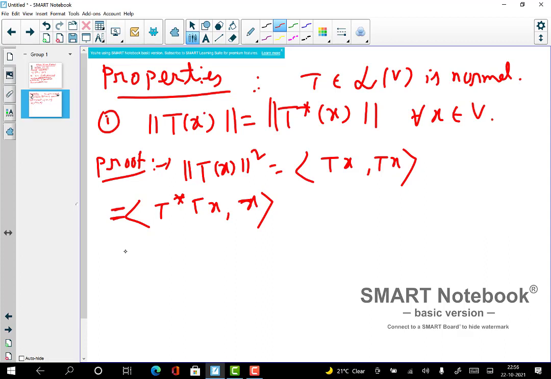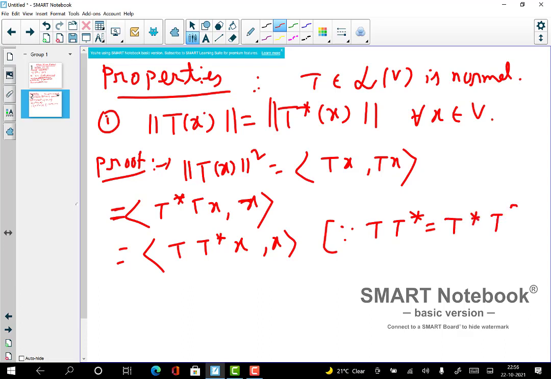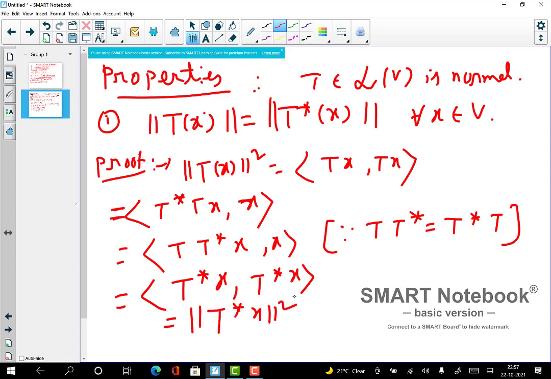Because T is normal, you can write it as T T star of x comma x, as T star T equals T T star. They commute with each other, right? So you can write it down. Hence you use the property of inner product again, and that gives you T star of x comma T star of x, which is nothing but norm of T star x whole square. Hence that proves that norm of T x equals norm of T star of x for all x belongs to V. The norm is equal. So if you have a normal operator, that means the T star also exists and they commute with each other. Not only that, the norm of the image of T and T star of any vector is always the same.